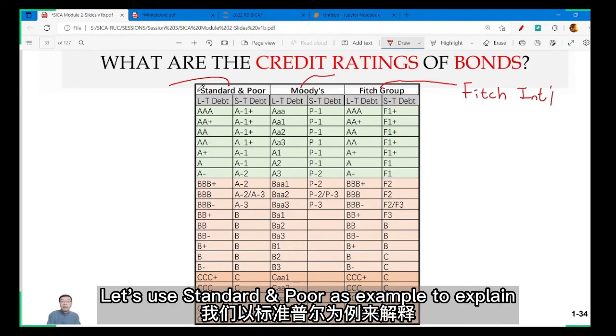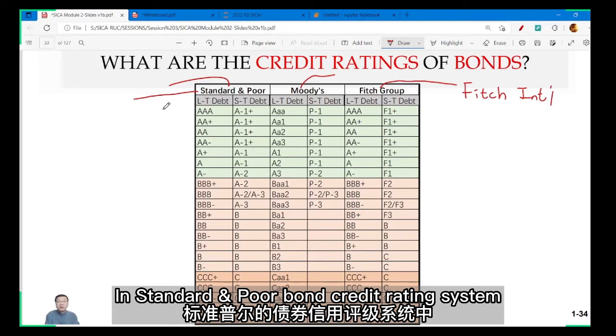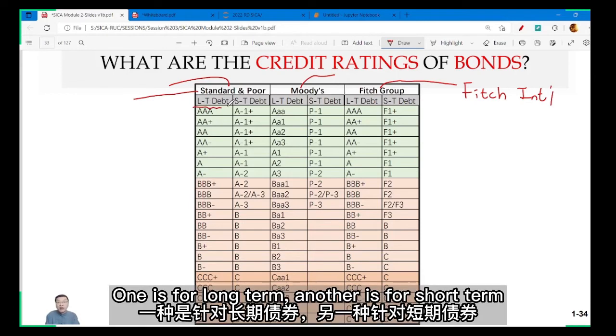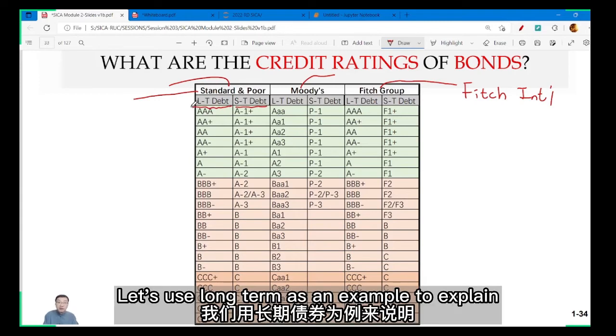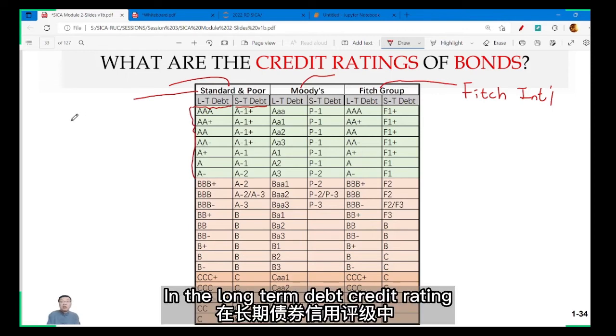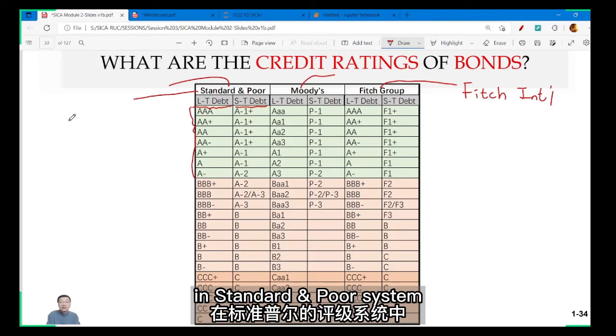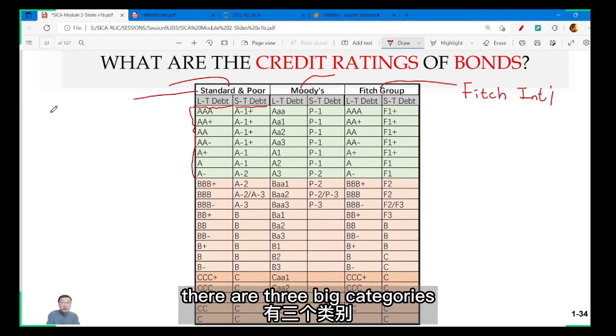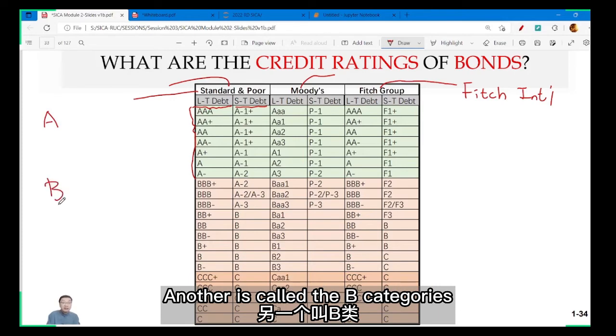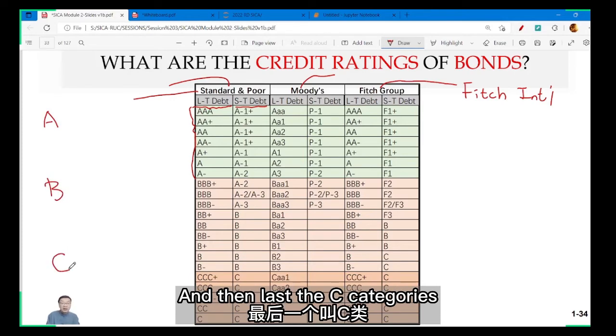Let's use Standard & Poor's as an example to explain. In Standard & Poor's bond credit rating system, we have 2 types. One is for long-term, another is for short-term. Let's use long-term as an example. In the long-term debt credit rating in Standard & Poor's system, there are 3 big categories: the A categories, the B categories, and lastly the C categories.